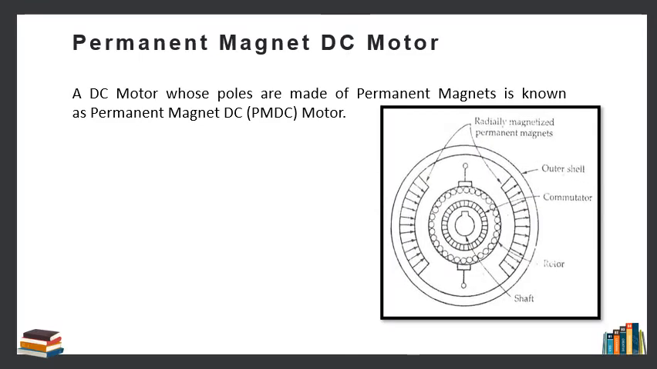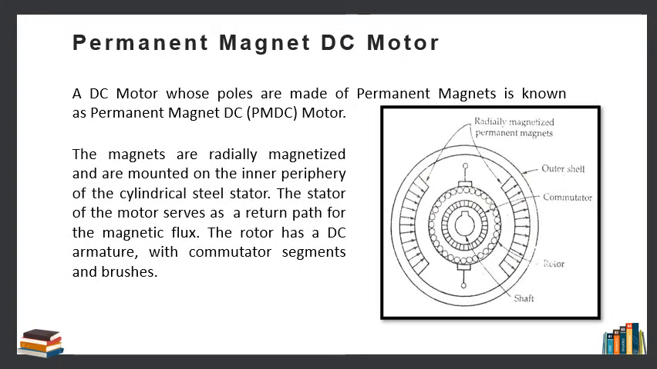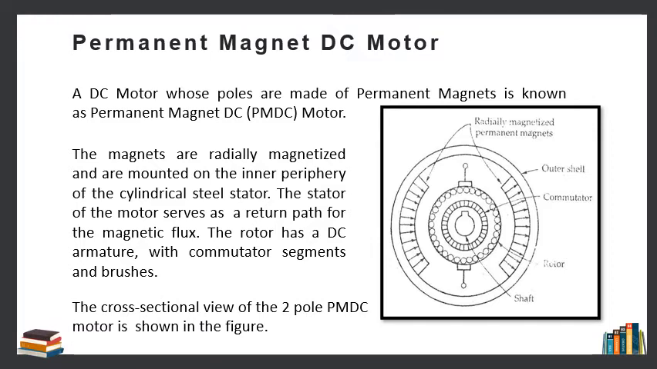This is the diagram of permanent magnet DC motor. The magnets are radially magnetized and are mounted on the inner periphery of the cylindrical steel stator. The stator of the motor serves as a return path for magnetic flux. The rotor has a DC armature with commutator segments and brushes. The cross-sectional view of a two-pole permanent magnet DC motor is shown in the figure.